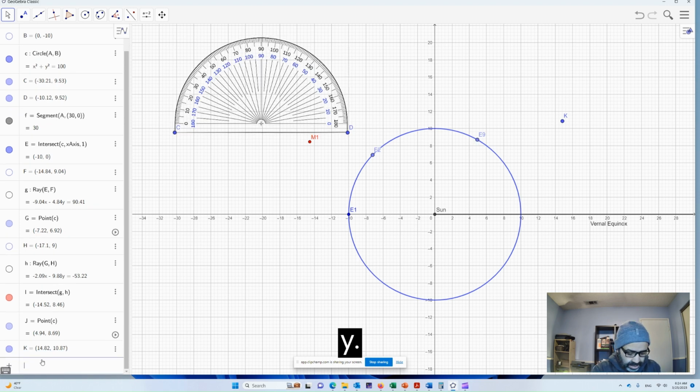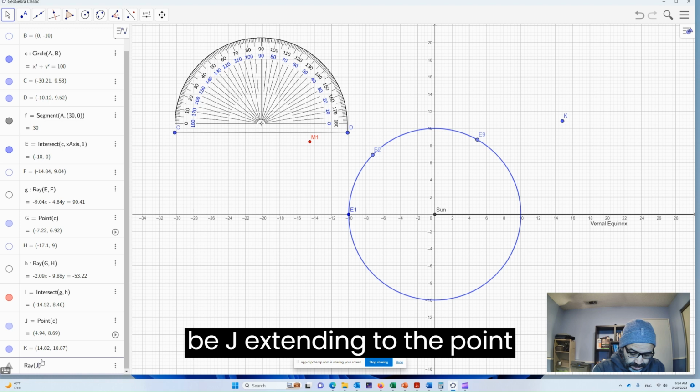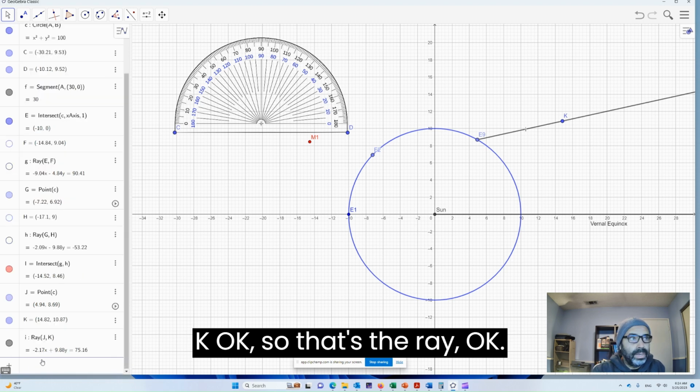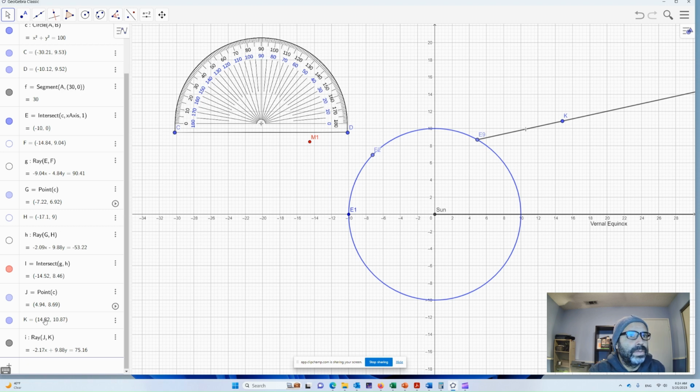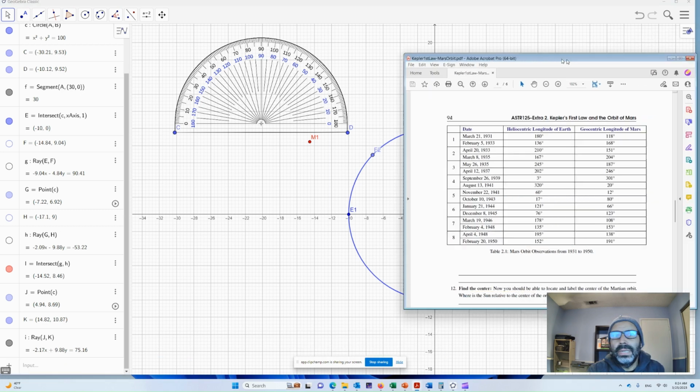Again, I'm going to draw another ray here, starting from E9, and E9 happened to be J, extending to the point K. Okay, so that's a ray. GeoGebra called it I.